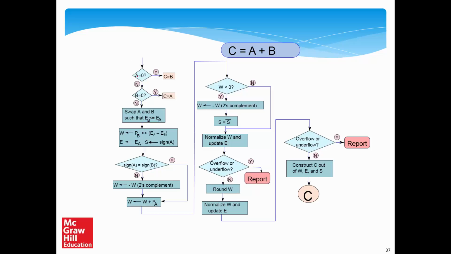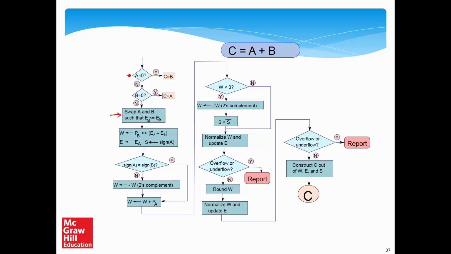So the first check that we should probably do is check if a is 0. If a is 0, it's a simple case. The result is equal to b. If that's not the case, we can check if b is 0. If b is 0, again it's a simple case. So we can set the result to a and move forward.